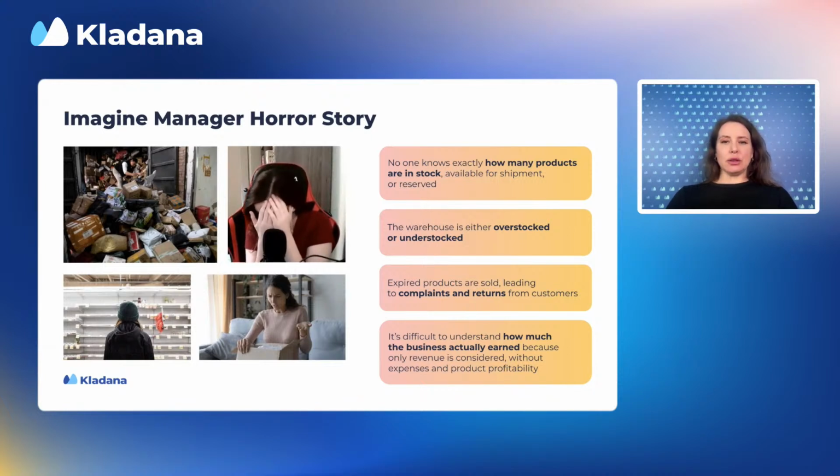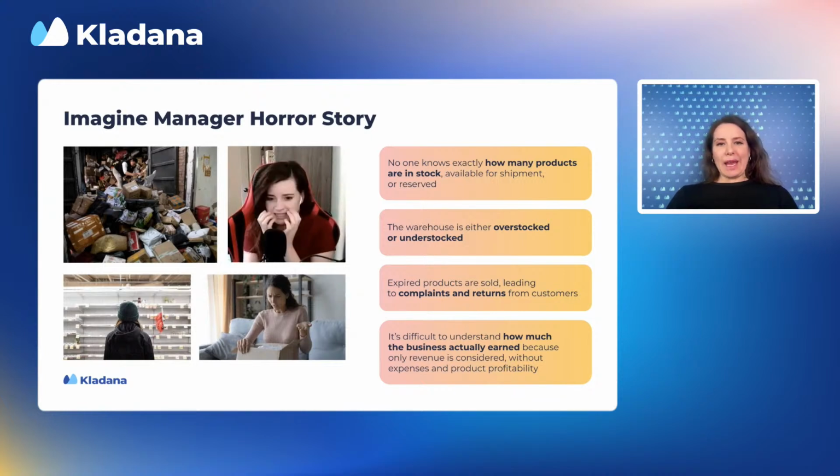Order assembly takes a lot of time because employees have to search for the right items and check if the expiry dates are still okay or not. Also, sometimes expired products are sold because nobody can notice at the proper moment that something happened. And again, this leads to customer complaints and returns.